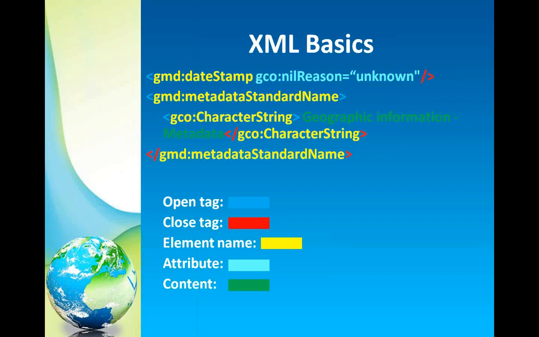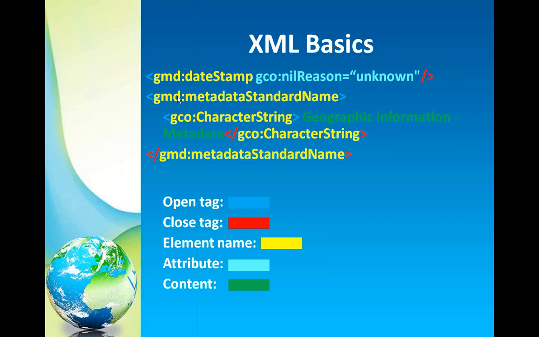All right, so here's an example from ISO XML. Here you have an open tag and you have a close tag because there's no content. Why do we have no content? Well, date stamp has an attribute, nil reason. So why are we missing content? It's unknown. So we have an unknown date stamp.